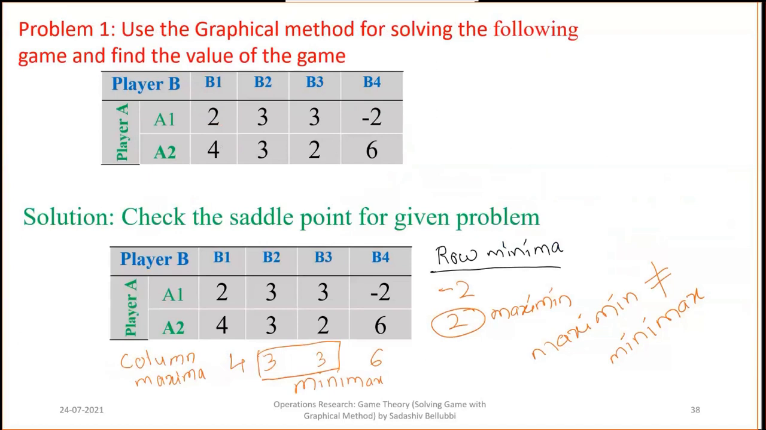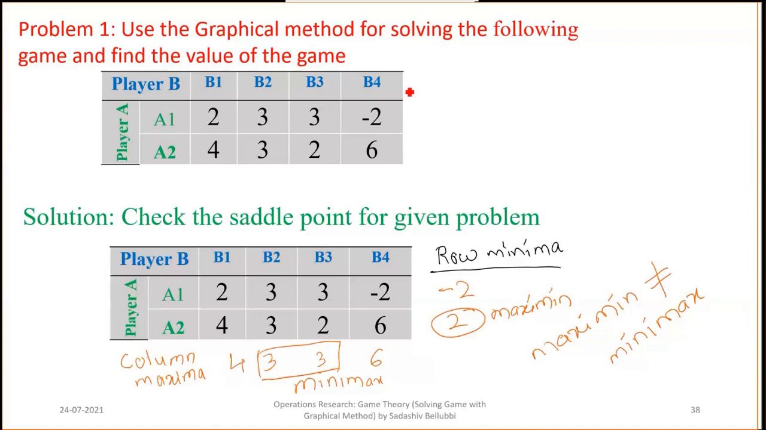First problem: use the graphical method for solving the following game and find the value of the game. This is the problem given. Here player A has two strategies, whereas player B has four strategies. First and foremost, in game theory, we need to find the saddle point, as we have already studied in the previous problems.